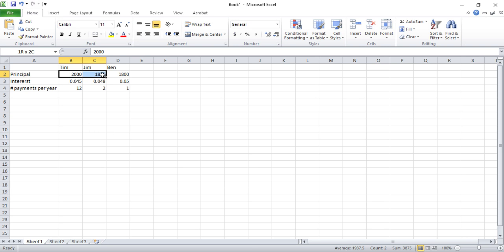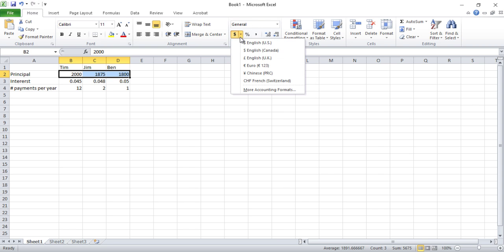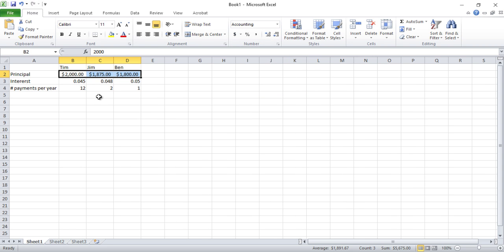The other thing is these values here are dollars. I can ask the table to show them as dollars by looking at this row up the top, where you can see there's a dollar sign. If I click on that and choose English Canada, it's going to display the amounts in dollars.